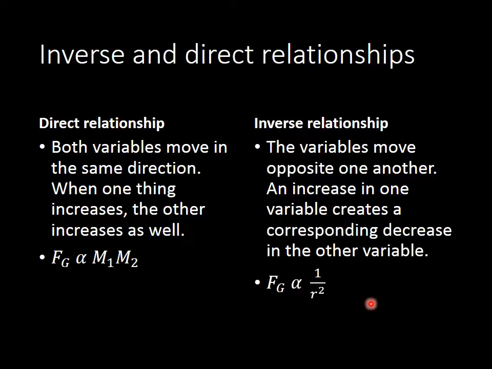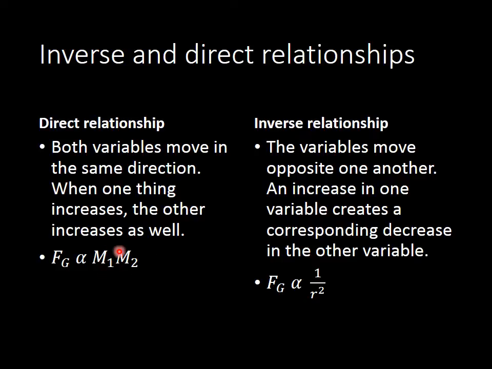When we start to look at this model, the first thing we need to do is make sure that everybody understands what inversely proportional relationships and directly proportional relationships look like. Directly proportional relationships, or direct relationships, mean that both variables move in the same direction. Basically, it means that if one thing increases, the thing on the other side of the equal sign also increases. So in this case, the force of gravity would increase by the same amount that the product of the masses would increase. If you double mass 1 and leave mass 2 the same, then the force of gravity is going to double as well.